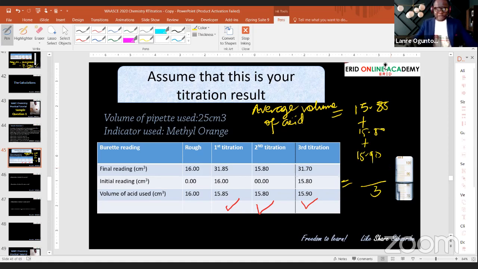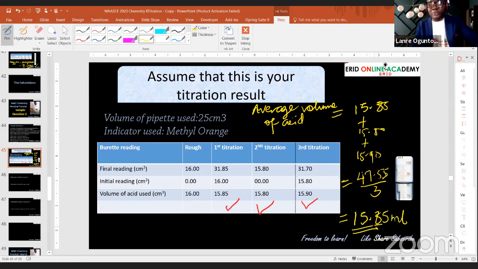So what value did you get? I want to work with you so that we'll be on the same page. 15.85 plus 15.8 plus 15.9. So we got 47.55. So divide 47.55 by 3. So what do we get? Divide by 3, we get 15.85. This is equal to 15.85 mL or cm cube, if you like.